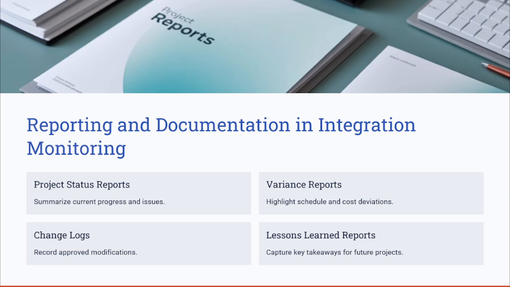control. The project status report summarizes the current progress and issues. We also have the variance report, which highlights the schedule and cost deviations from the baseline. Another important report which is part of integration control is the change log, a record of all approved and rejected change requests or modifications. The final key report is the lessons learned report, which is used to capture the takeaways for future projects.